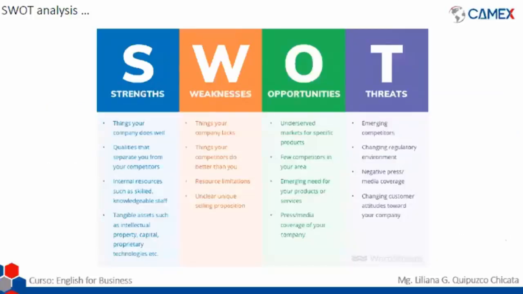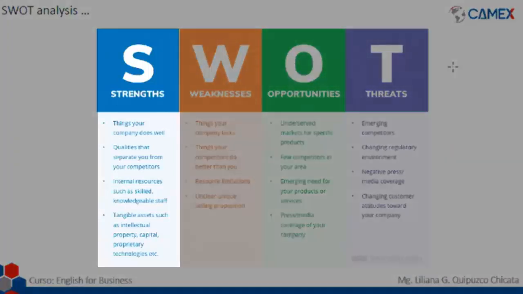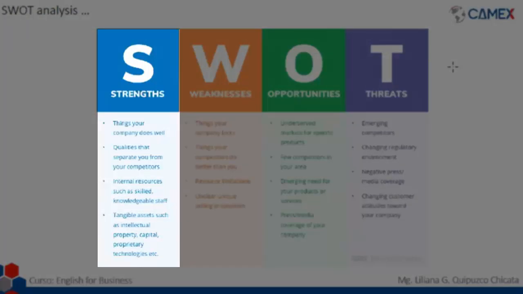Now, there are some specific details, some specific information that we can add to our SWOT analysis, specific information for each specific factor. In this case, some information that is specific for strengths, some that is specific for weaknesses, some that is specific for opportunities and threats. First we have strengths. Strengths could be the things that your company does well.